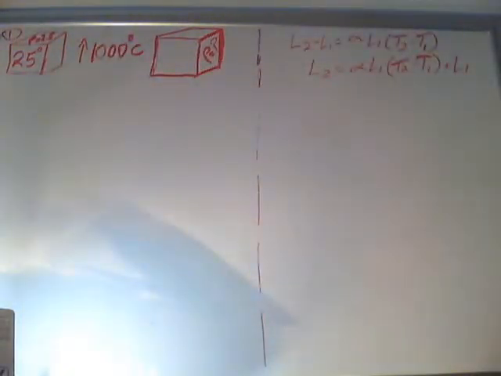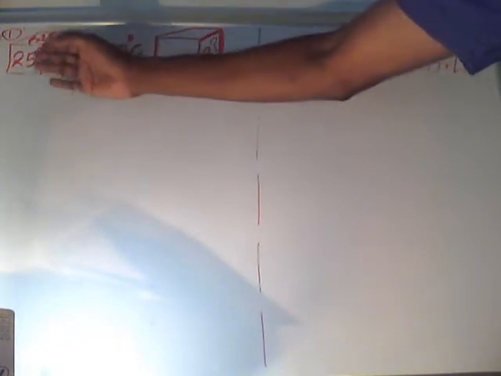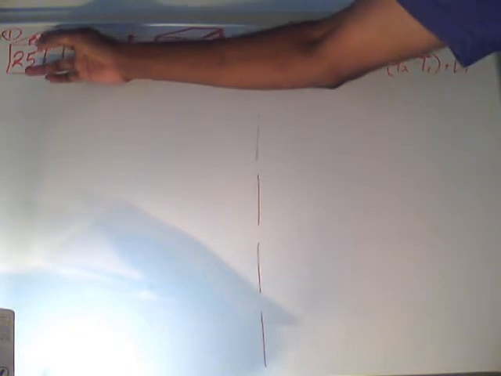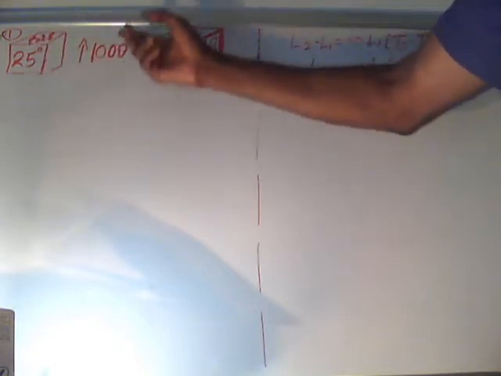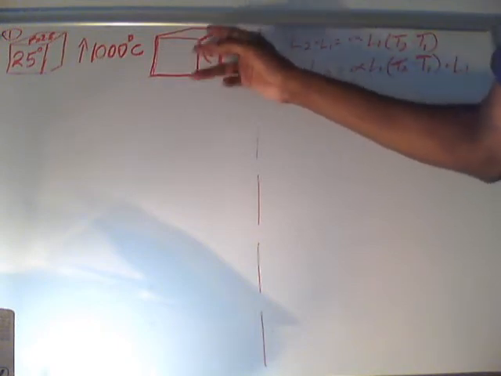The problem says glass has a density of 2.5 grams per centimeter cubed at room temperature of 25 degrees. It wants us to determine the density at 1,000 degrees. And it gives us the coefficient of thermal expansion of 6 times 10 to the minus 6 inverse Celsius. Visually, to understand what's going on, we've got some volume at 25 degrees and a density of 2.5. We're going to raise the temperature to 1,000 degrees. We want to know what's the new density for that volume.